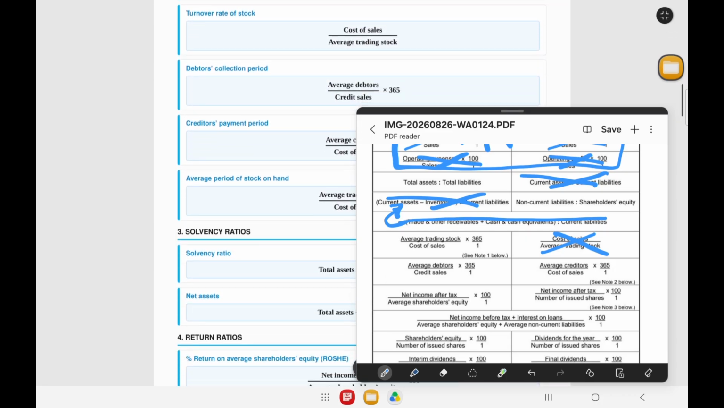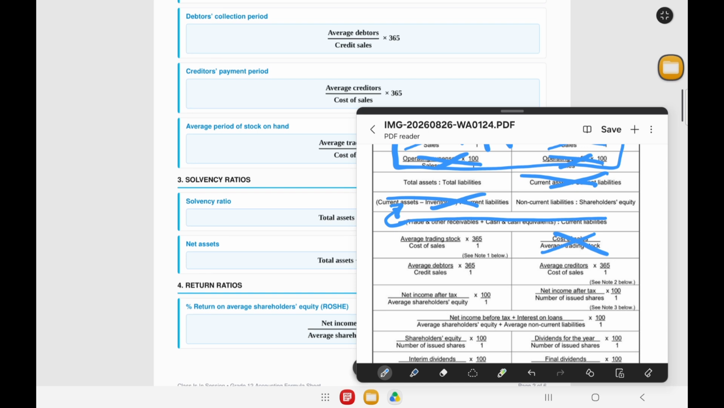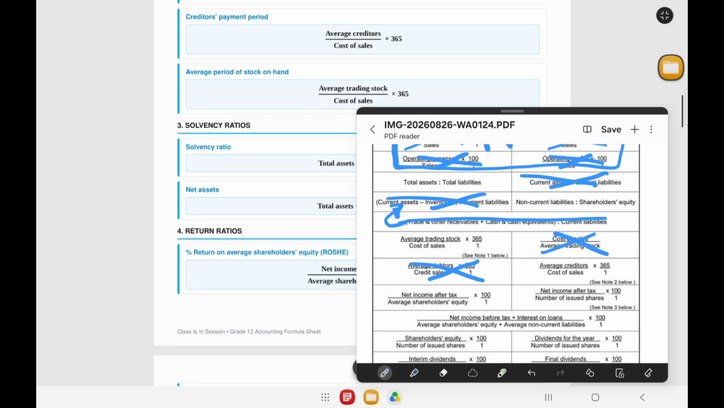Now let's look for debtors collection period. We have average debtors over credit sales times 365. Let's look for it. Average debtors over credit sales times 365 days. There it is. It's also in the information sheet. Now let's look for creditors payment period. It's average creditors over cost of sales times 365 days.